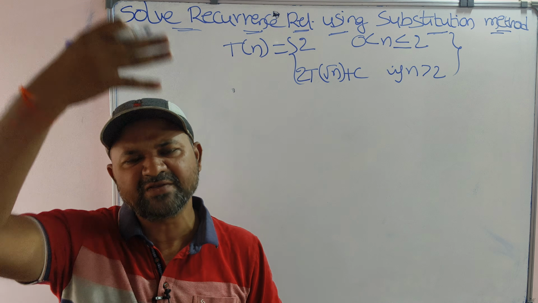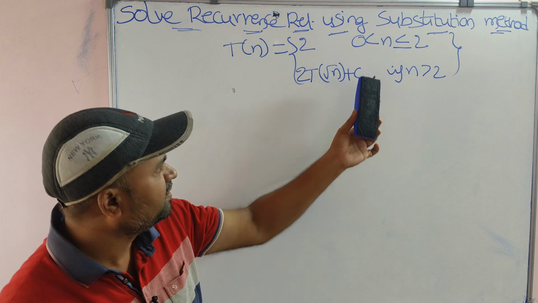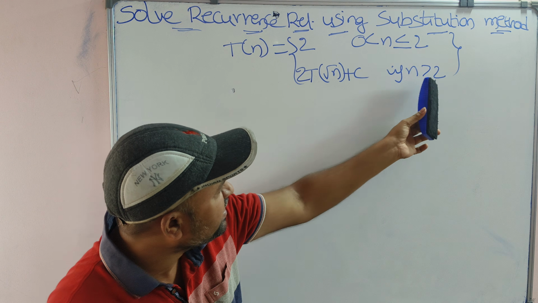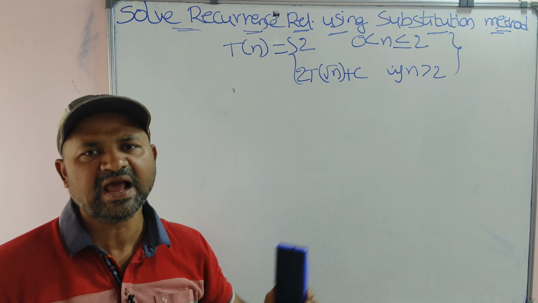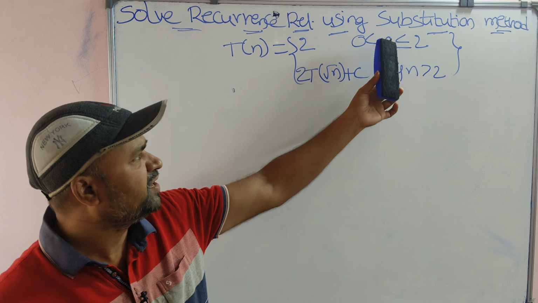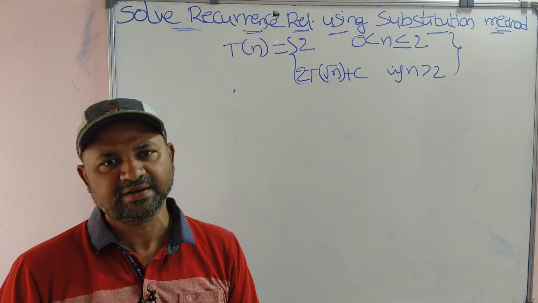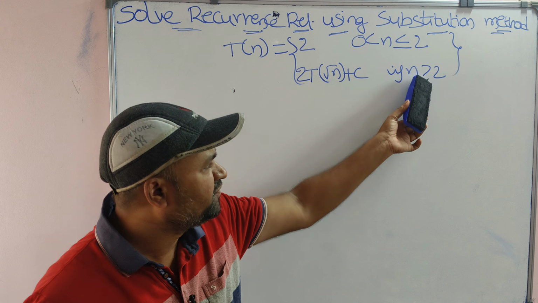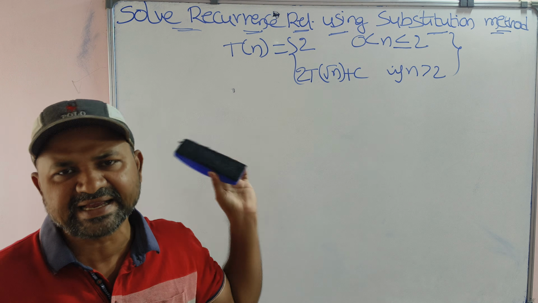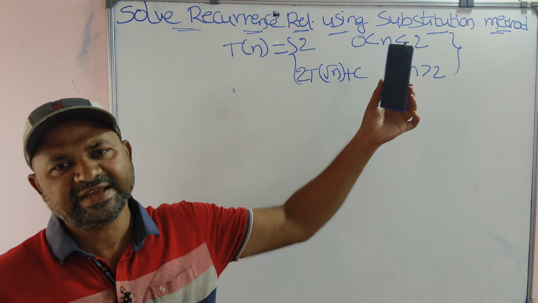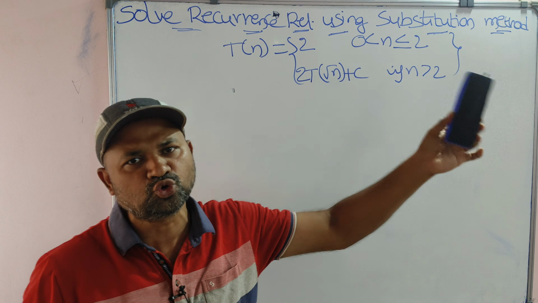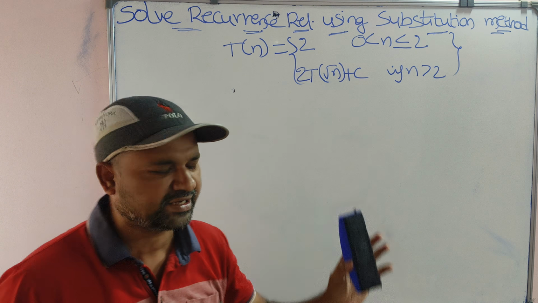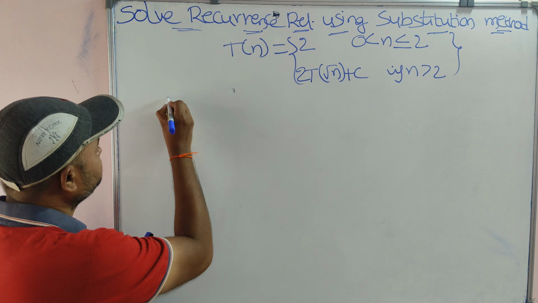If you see the previous problems, if n is greater than 1, then we will have the recurrence relation, whereas if n equal to 1, then we will have some result. Whereas here, if n is greater than 2, then the recurrence relation is given, whereas if n is between 0 to 2, then we have some result. Okay, so let us solve this problem.